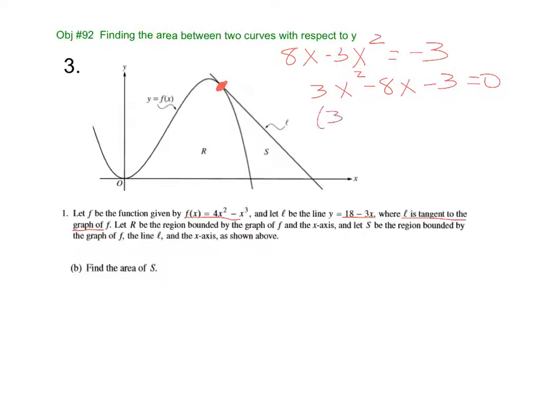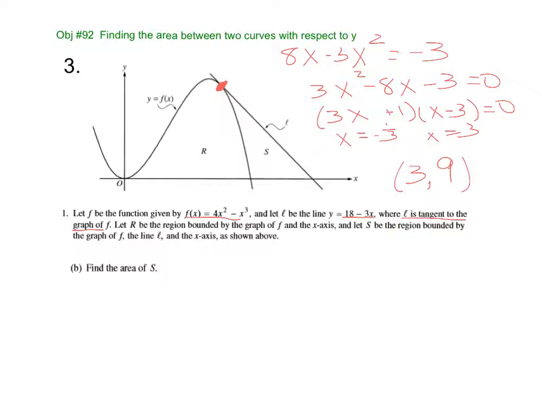If I factor that, 3x plus 1 times x minus 3. So this gives me x equals -1/3, and x equals 3. So the x value of this point has to be 3. So 3, comma, and if I plug into the line, I get 18 minus 9, which is 9. So that is that point of intersection.